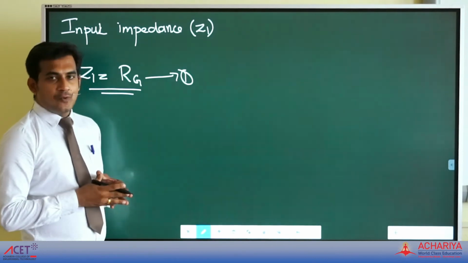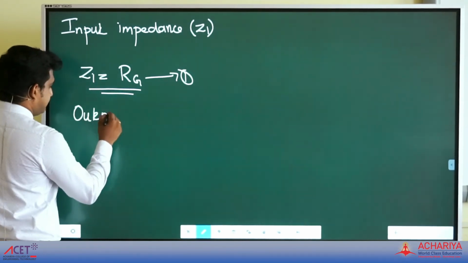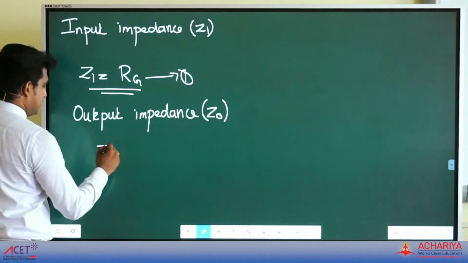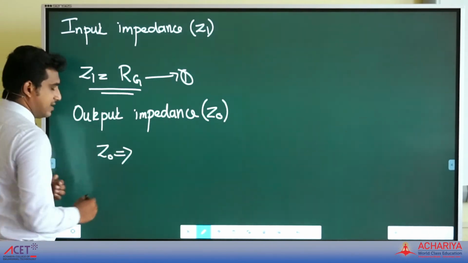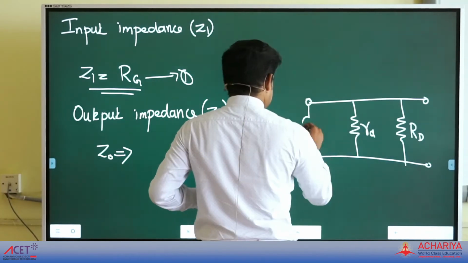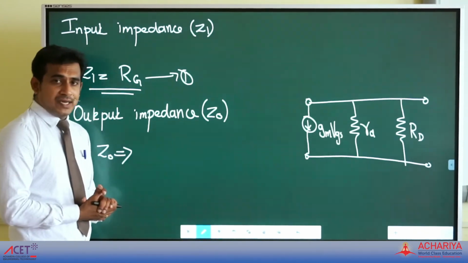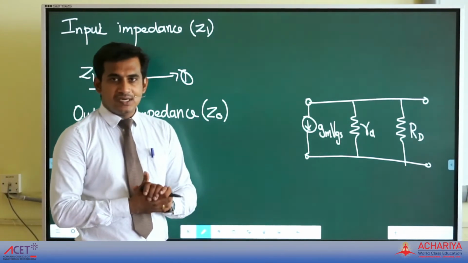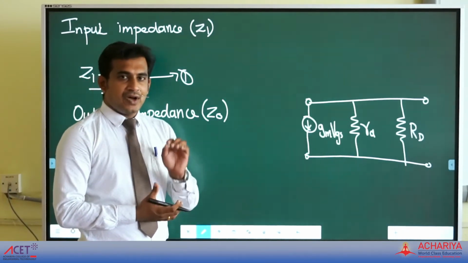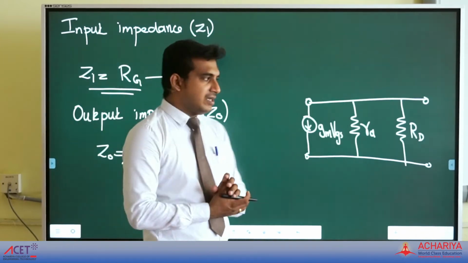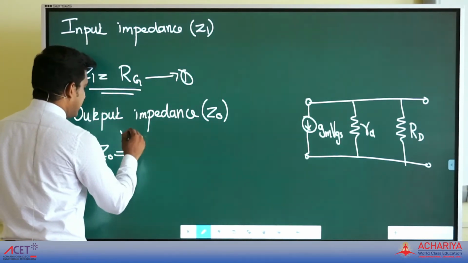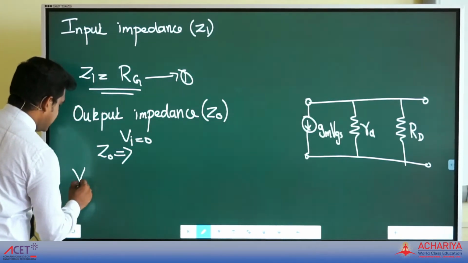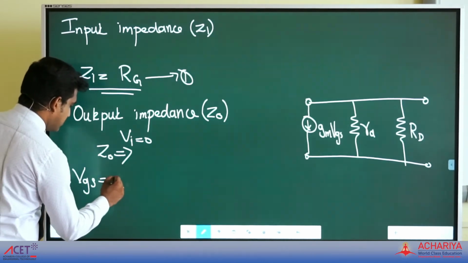Next, we are going to find the output impedance of the circuit. Output impedance was denoted as Z0. We are going to find Z0. Okay, to find the output impedance, we have to consider the output side of the circuit alone. The output impedance is nothing but the total resistance present in the output side. For finding output impedance, we have to consider input voltage Vi is equal to 0. Here the input voltage Vi is represented as VGS, gate to source voltage. VGS is equal to 0.